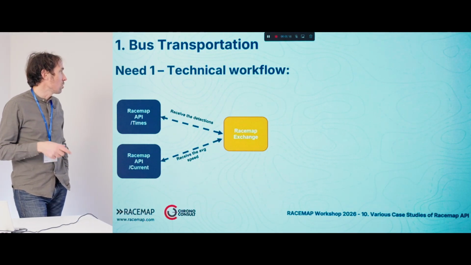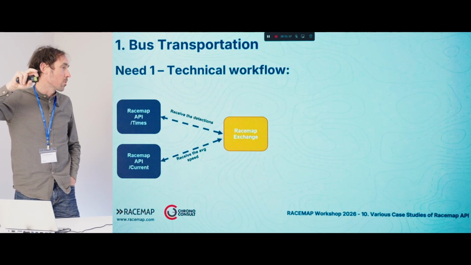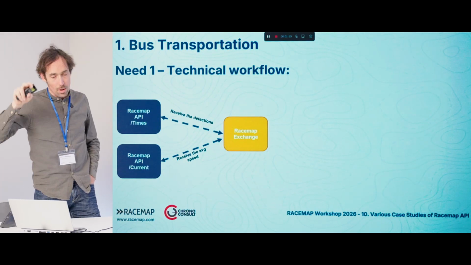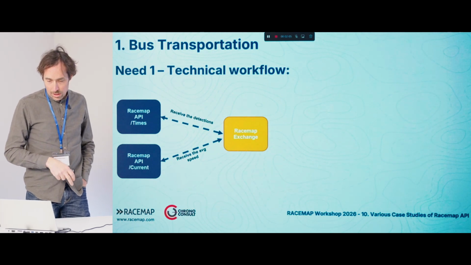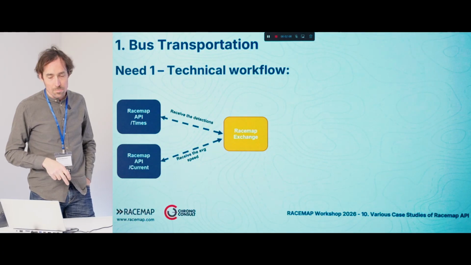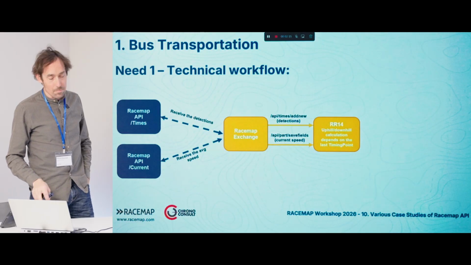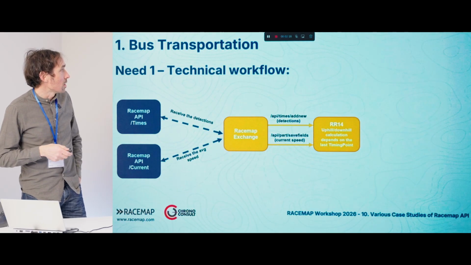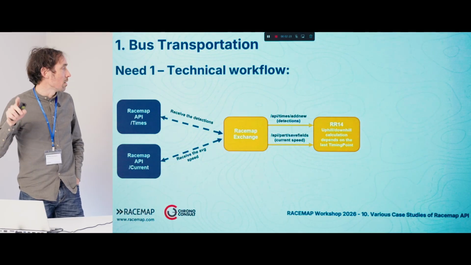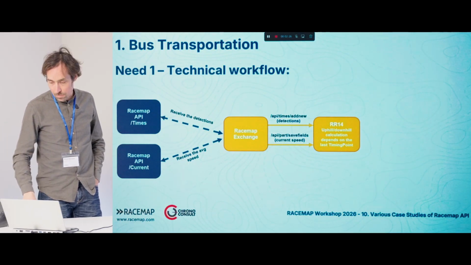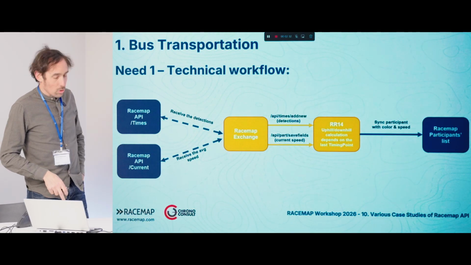The time API was used only to detect if the buses were on the top at the biathlon arena. When I detected the bus on the top, I know that it will be on the downhill, and inverse on the park. And the current API was to receive the average speed to push this information into RESTresult 14. So, using two different APIs to be able to know the speed, I can push this speed into the RACEMAP participant list using the sync API with the color.